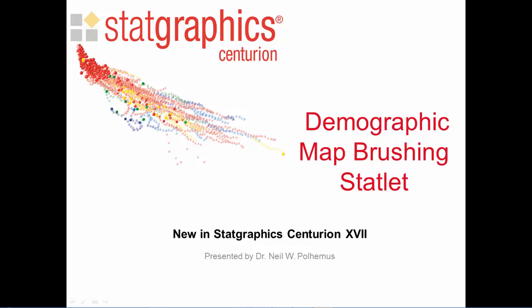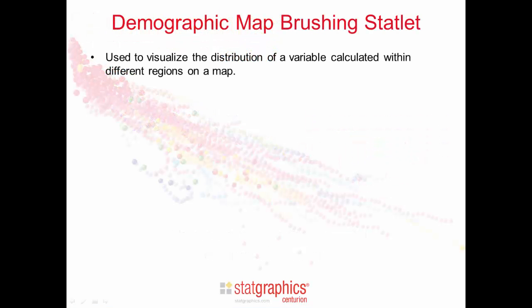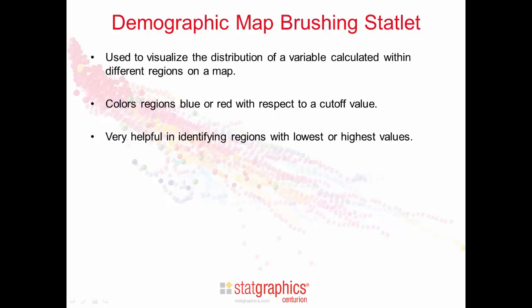This video describes the Demographic Map Brushing Statlet. It's new in Statgraphics Centurion version 17. This new statlet is used to visualize the distribution of a variable calculated within different regions on a map. It colors regions blue or red with respect to a cutoff value of that variable. The statlet is very helpful in identifying regions that have the highest or lowest values.